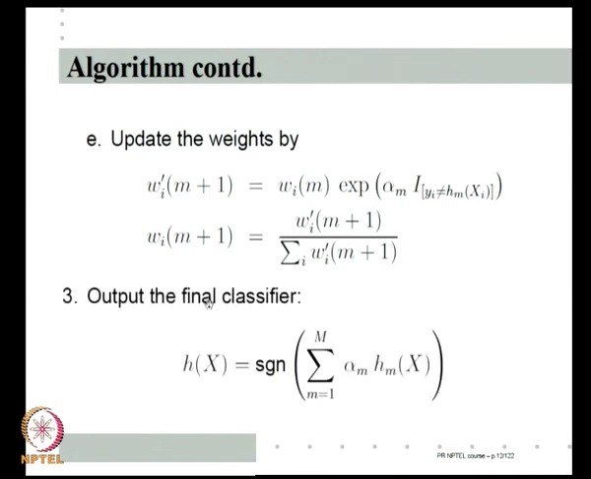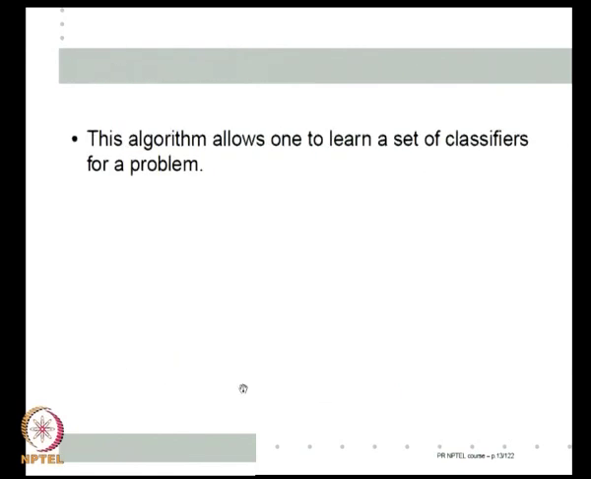And my final classifier, after learning all the h m's, is simply the summation m equal to 1 to M of alpha m h m x, where these alpha m's are what we calculated, which is ln((1 minus j m) by j m), where j m is the weighted error of the m-th classifier. So, alpha m is some kind of a weight for the accuracy of h m. I take this sum and its sign is what I am using as h x. So, this is the algorithm that we considered last time.